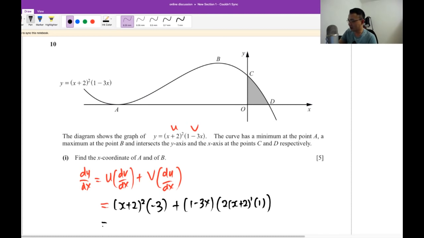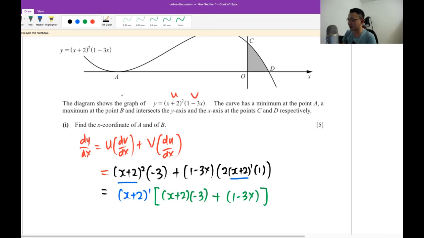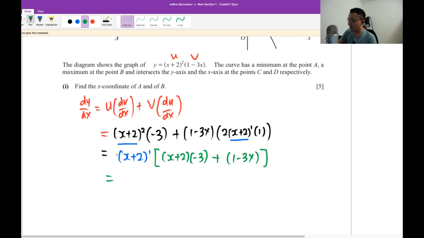Alright, so I will solve this one. Because later I need to find the coordinates, this is how I will solve it. First thing, I realize both terms have x plus 2, but this is power 2 and this is power 1. That means I can factorize out the power 1. Then I write the rest I left here: x plus 2 and negative 3, and on the other side, 1 minus 3x. Why do I want to do that? Because later I need to factorize and get the coordinates. So I better do it like this.